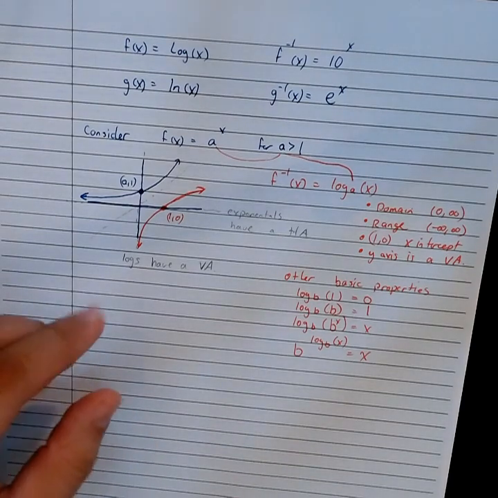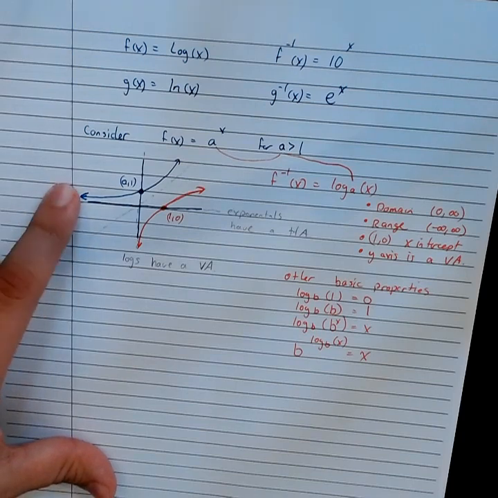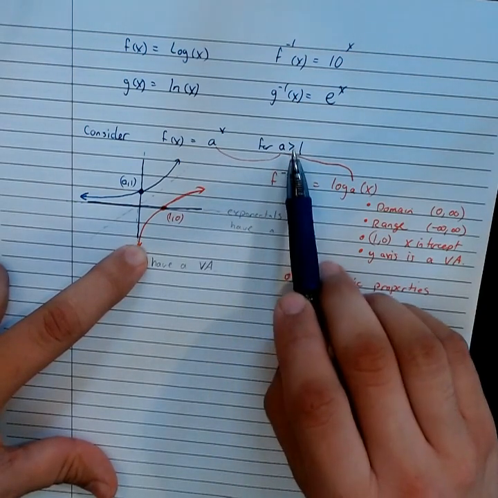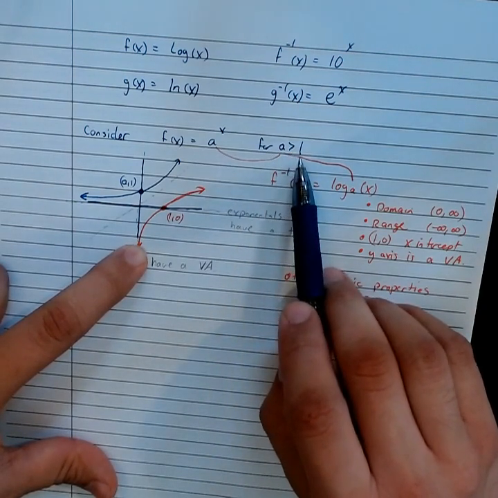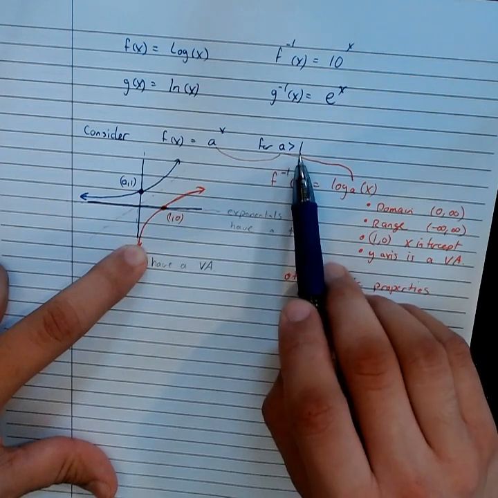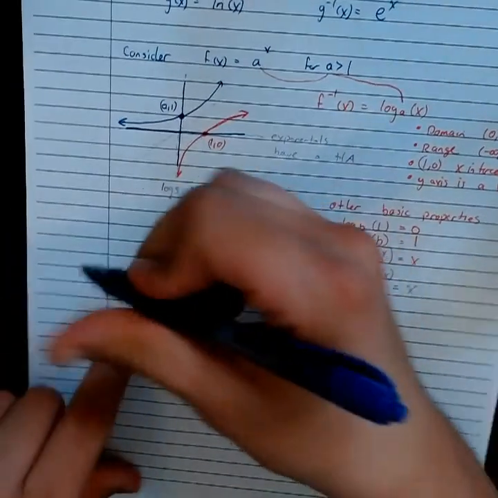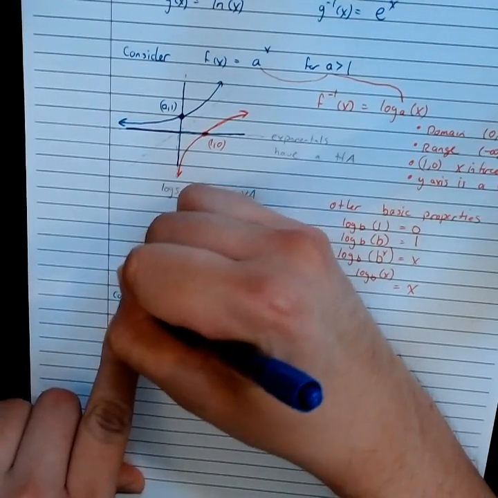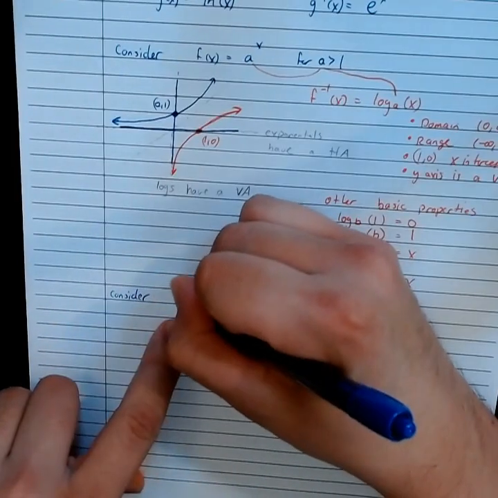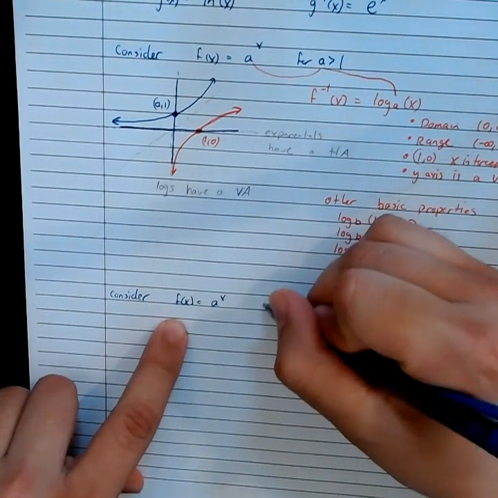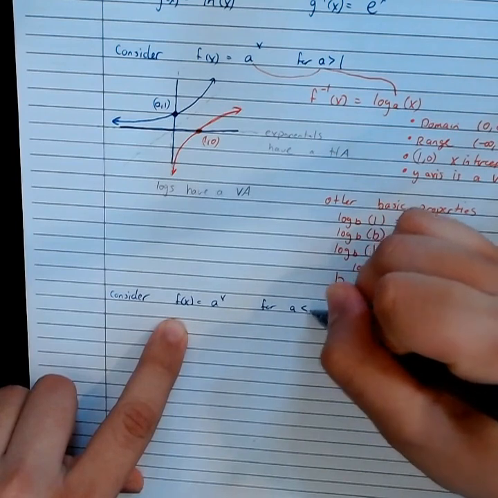Now, of course, that's only half the story, because here we're looking at the exponential function, and its inverse is the logarithmic function. Well, yeah, but here we were restricting ourselves to a greater than 1. But we know a doesn't have to be greater than 1. It can also be between 0 and 1. That was the exponential decay function. So let's go and consider that. Consider f of x equal to a to the x, so same kind of problem, but now for a to be less than 1.